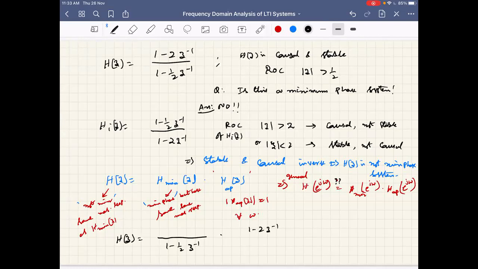And now for an all pass system, what do we have? The general structure of an all pass system, H all pass of e power j omega or H all pass of z, is z inverse minus c star by 1 minus c z inverse. Here we already have 1 minus half into z inverse. Let this be c. So the numerator term I can write as 1 minus half. Okay, this is now an all pass system.